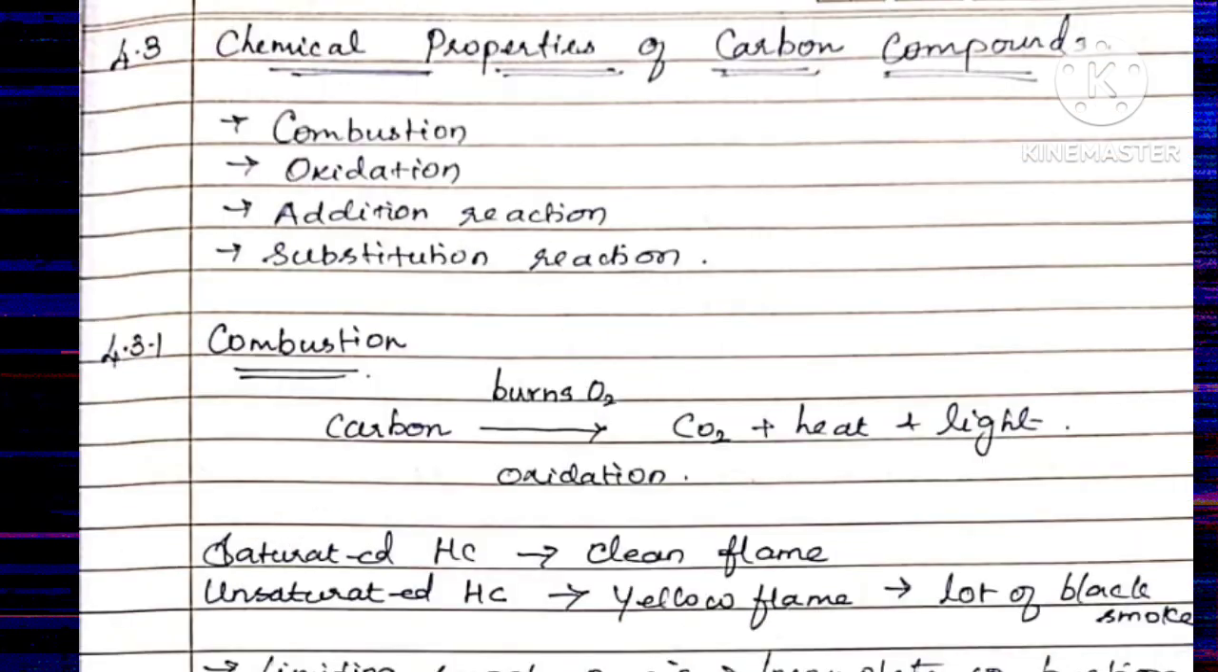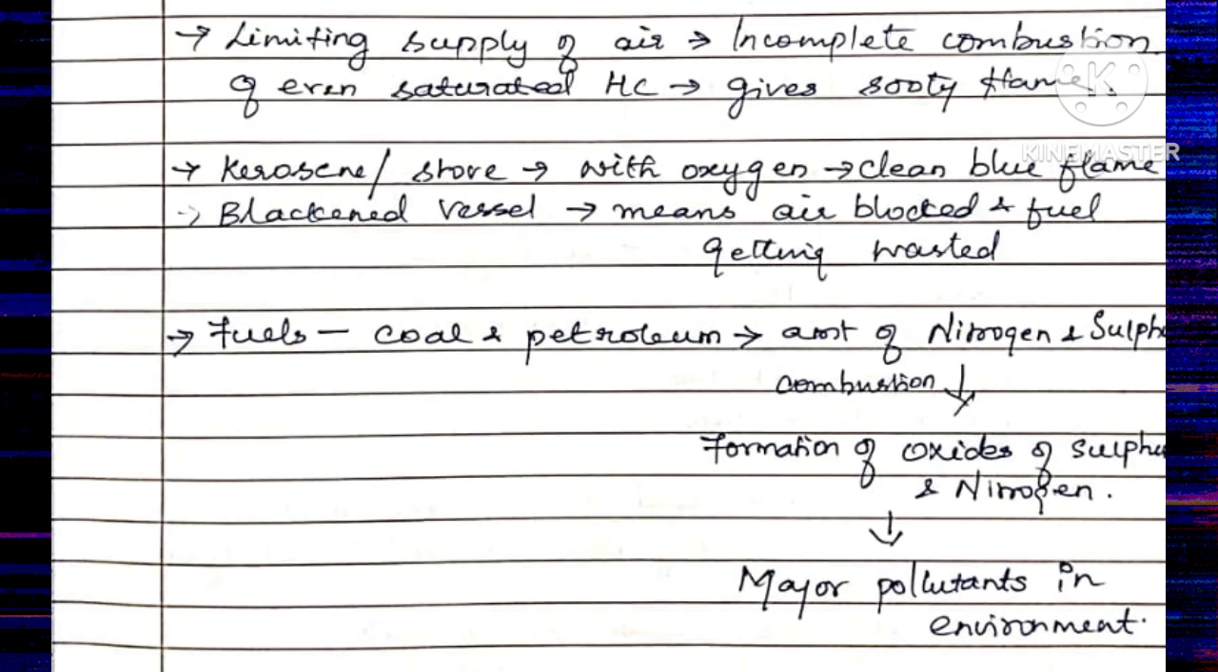Coming to the chemical properties of carbon compounds, we have combustion, oxidation, addition reaction and substitution reaction. Combustion is nothing but oxidation. During this process, we can see heat and light getting evolved. Saturated hydrocarbon gives a clean blue flame, whereas unsaturated hydrocarbon gives a yellow flame with a lot of black smoke. This is the reason for the blackened surface under the vessels which we cook in at home.